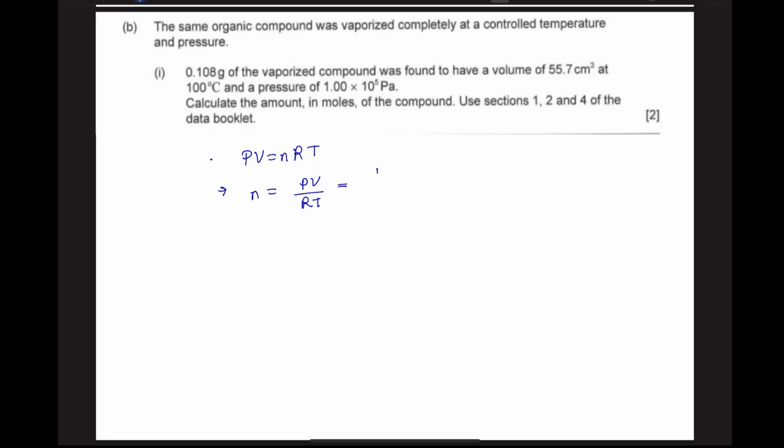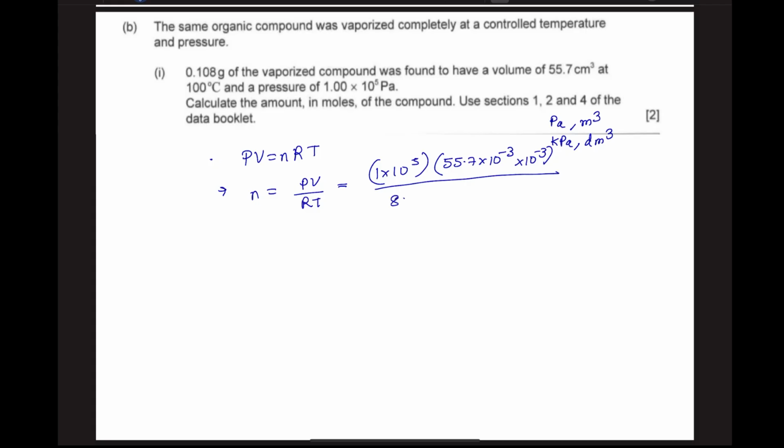Pressure is 1 times 10 to the power 5. So volume has to be in meter cubes as the pressure is in Pascal. So remember, if you take pressure as Pascal, volume will be in meter cube. If your pressure is in kilopascal, volume will be in decimeter cube. Right? So as it's in Pascal, I have to convert it to meter cube. So if you divide centimeter cube by 1000, you'll get decimeter cube. If you divide it by 1000 again, you'll get meter cube.